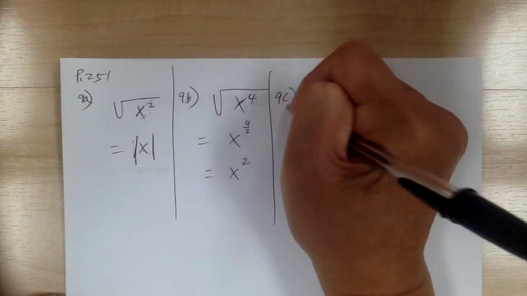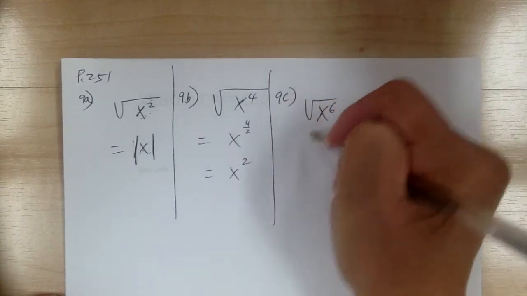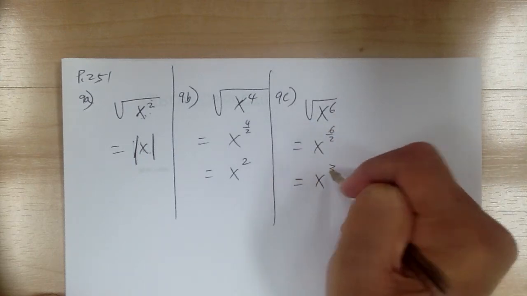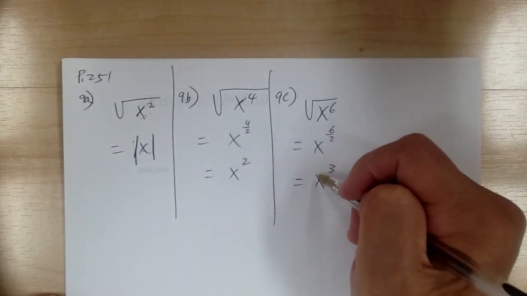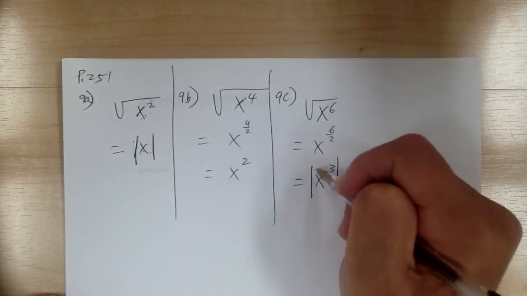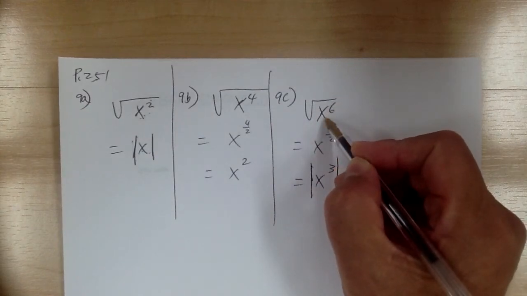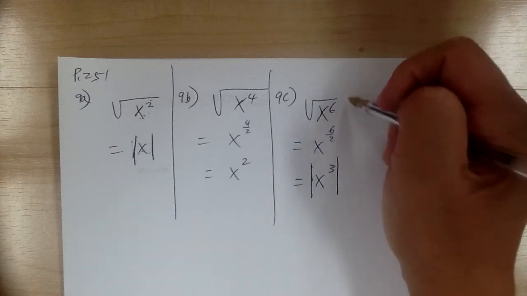And 9c, you have the square root of x to the 6. So this is equal to x to the 6 over 2, so equal to x to the 3. Again, because this is an odd power, you need to put absolute value. Because if x is negative and you leave it as is over here, it's going to be negative. So you have to put absolute value.